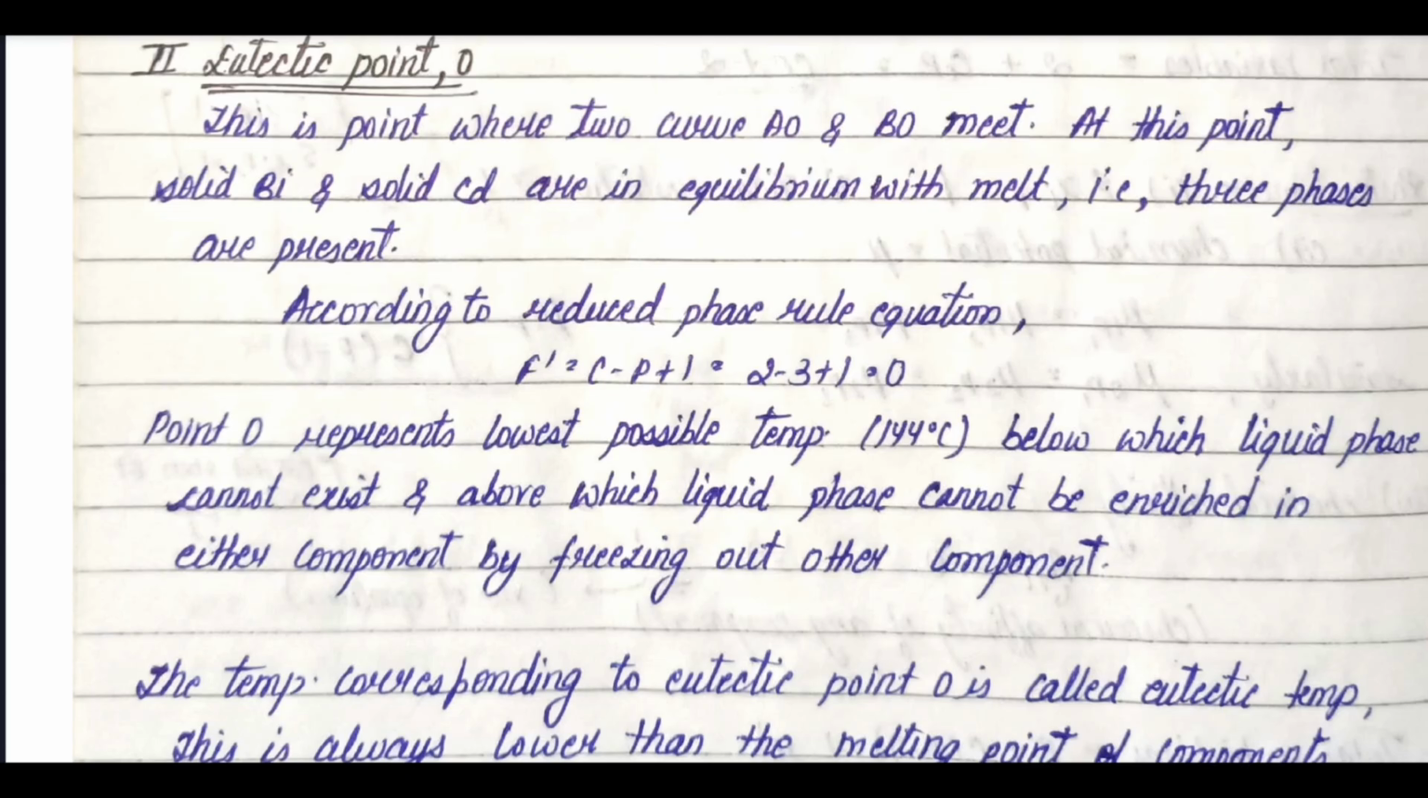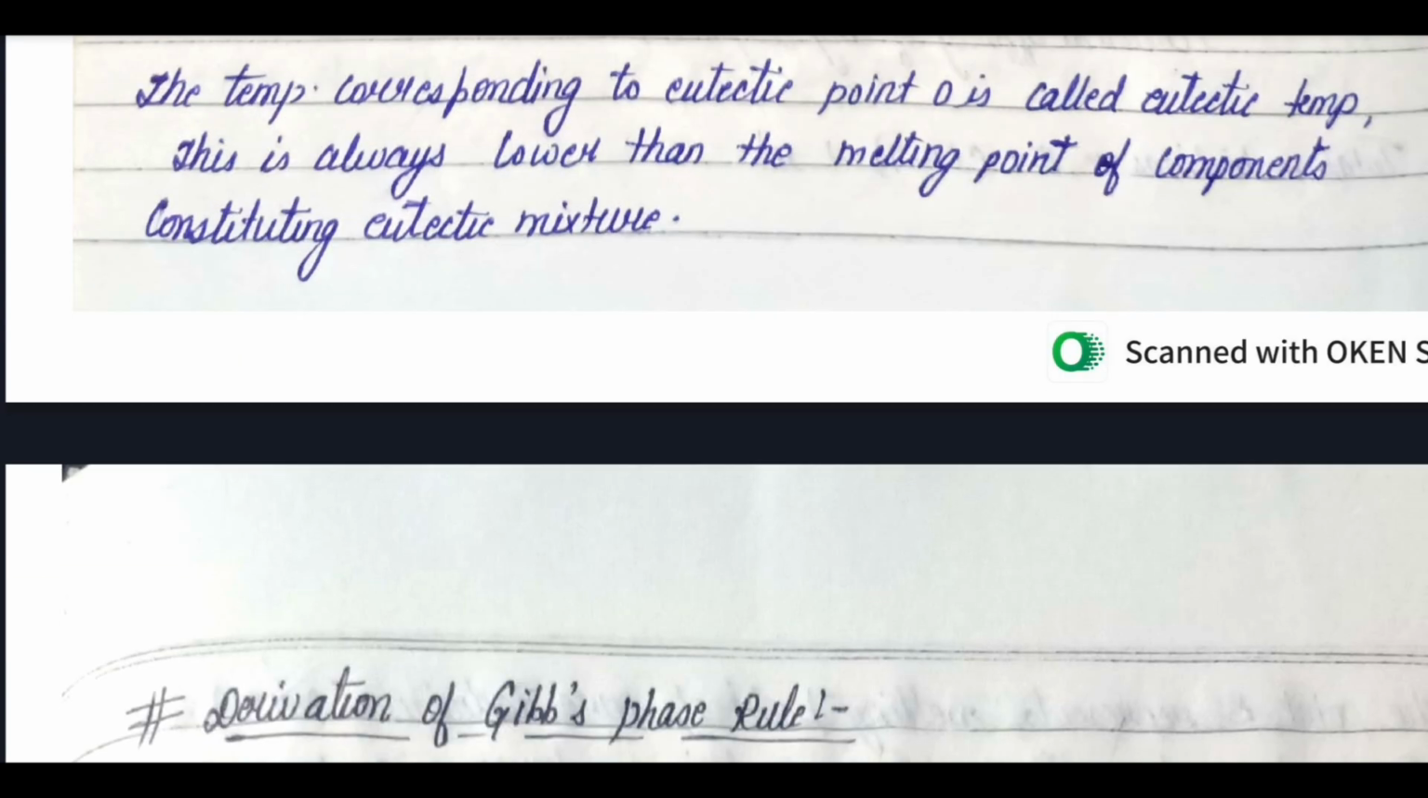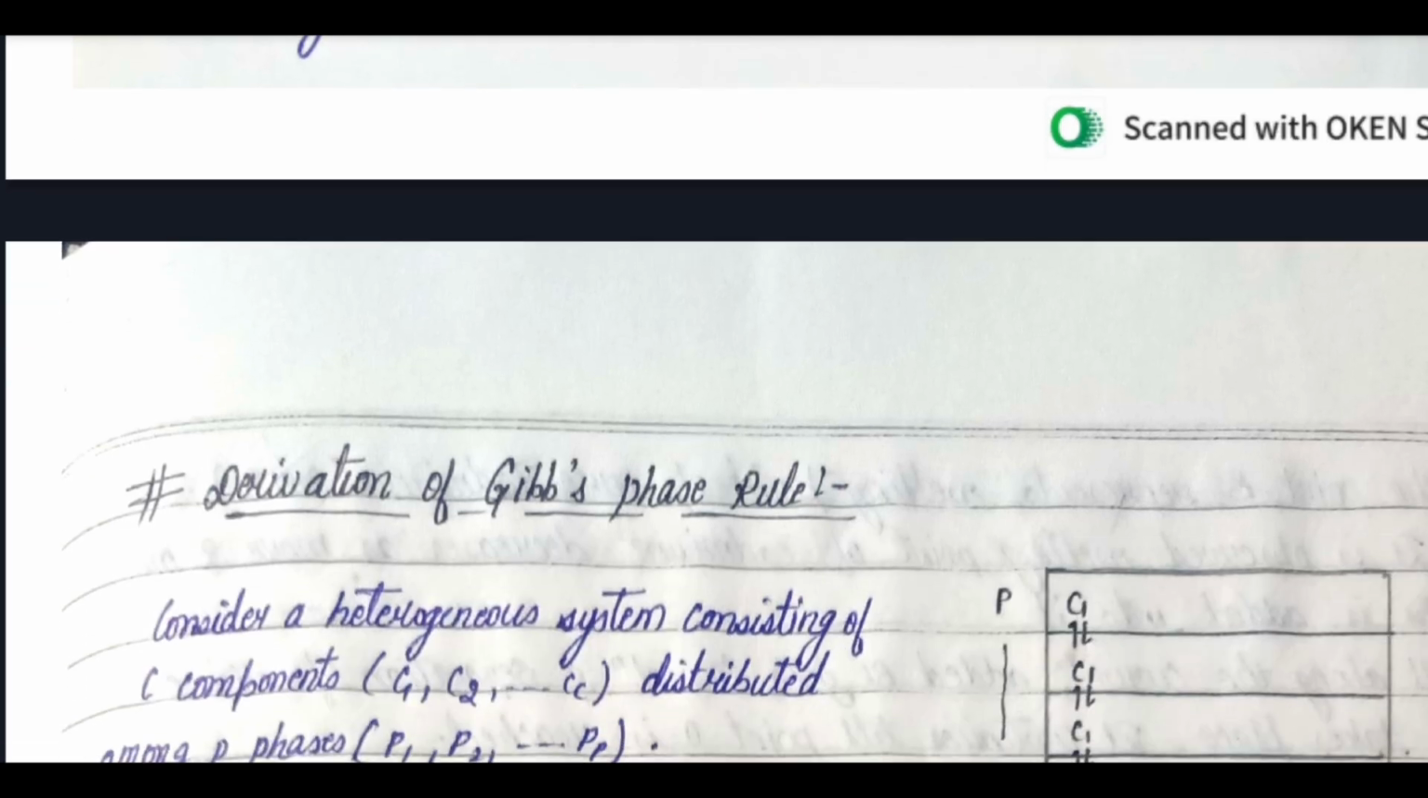According to the reduced phase rule equation, F' is equal to 0, and point O represents the lowest possible temperature below which the liquid phase cannot exist and above which the liquid phase cannot be enriched in either component by freezing out the other component. The temperature corresponding to eutectic point O is called the eutectic temperature. This is always lower than the melting point of the components constituting the eutectic mixture.